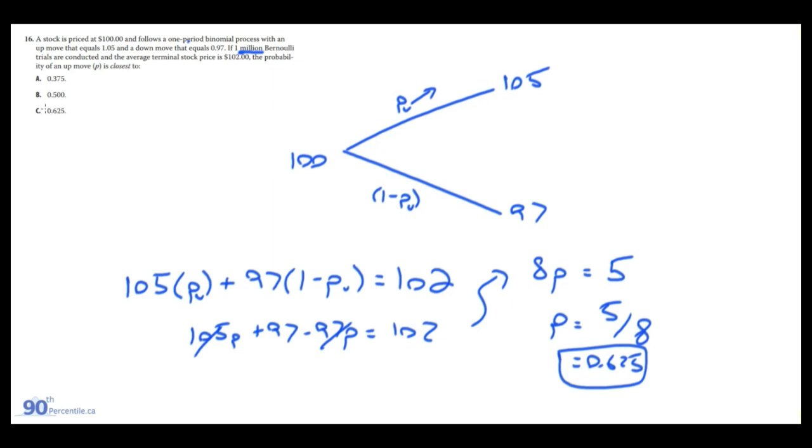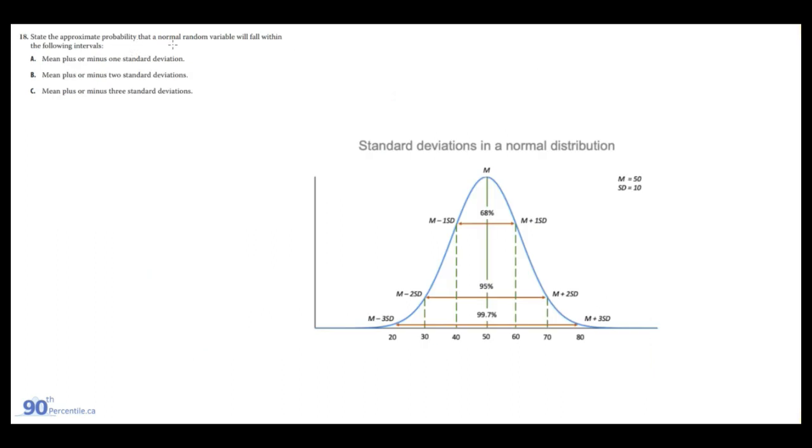So the probability of the up move is 0.625. State the approximate probability that a normal random variable will fall within the following intervals. We have the mean plus or minus 1 standard deviation, plus or minus 2, plus or minus 3.